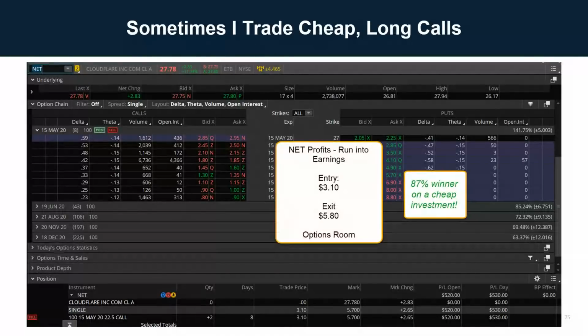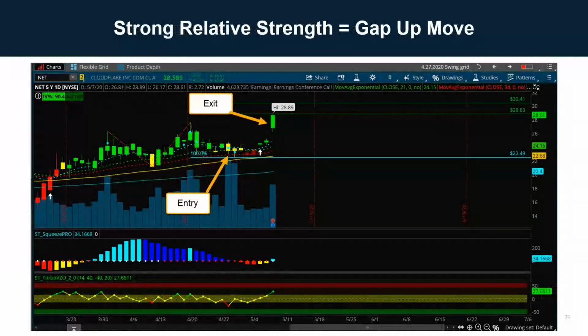So, that's the beginning, okay? Picking the stock is the beginning. After that, it's how you trade it. Net, this was one of my hot picks that was lit up. I decided to trade this one with a long call. It was pretty cheap, $3.10, got out for $5.80. That was an 87% winner.